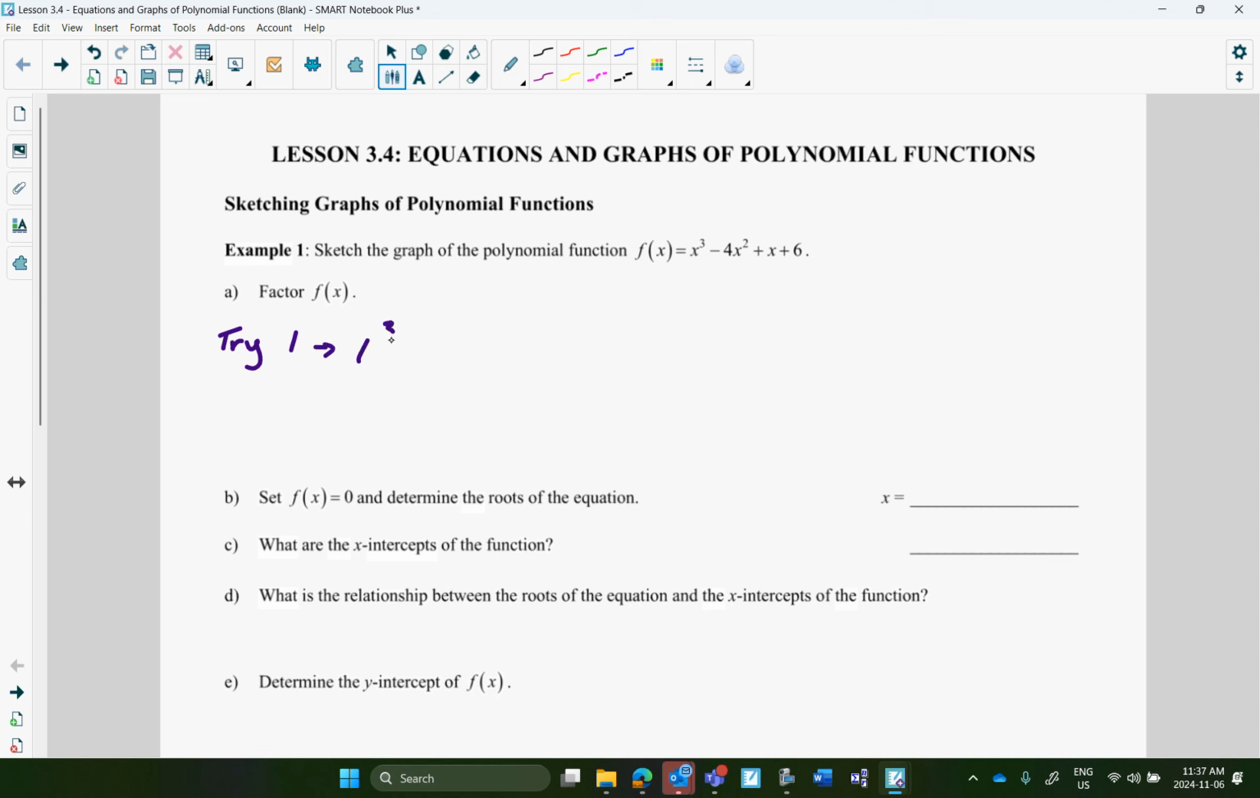So 1 cubed minus 4 times 1 squared plus 1 plus 6. So that gives me 1 minus 4 plus 1 plus 6, which is not going to give me 0. This is going to give me negative 2. This is going to give me 4. But notice that these were different signs. They could cancel out to nothing. So why don't I try negative 1?